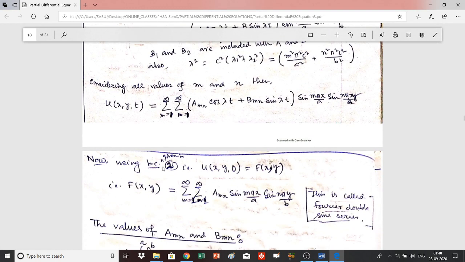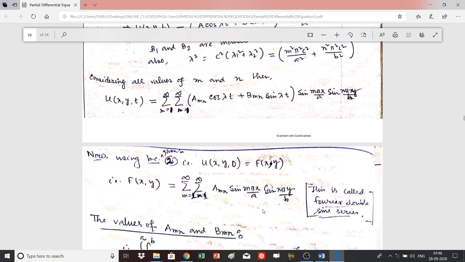Now, also using the boundary condition given in equation 2, that is u(x,y,0) is equal to f(x,y), using t equal to 0 in this relation, f(x,y) can be written as the sum from m equal to 1 to infinity and n equal to 1 to infinity. Since t is equal to 0, the sine term will give you 0, and the cosine term will give you only a_mn. So a_mn is here, and these two sine terms are here. This is called the Fourier double sine series.